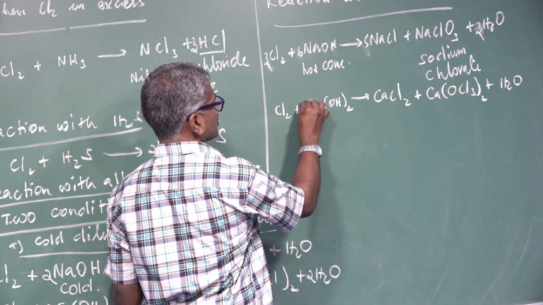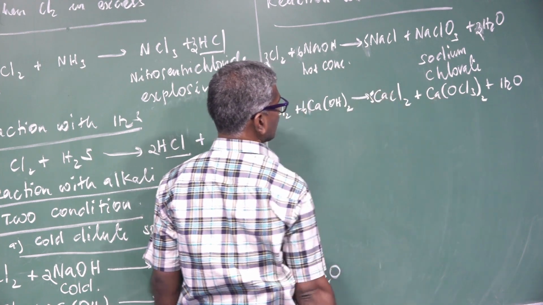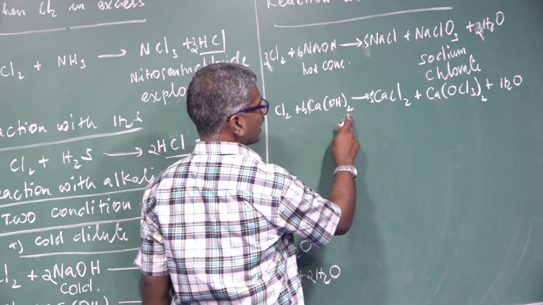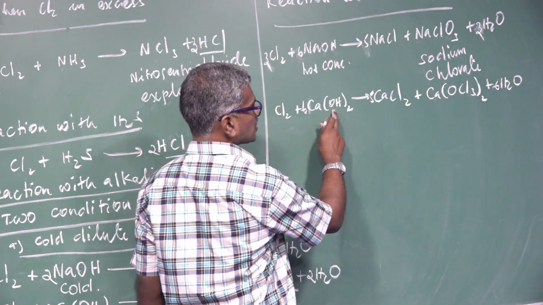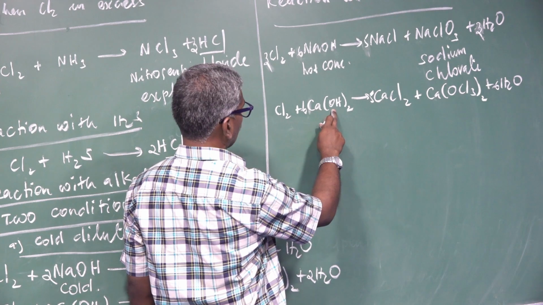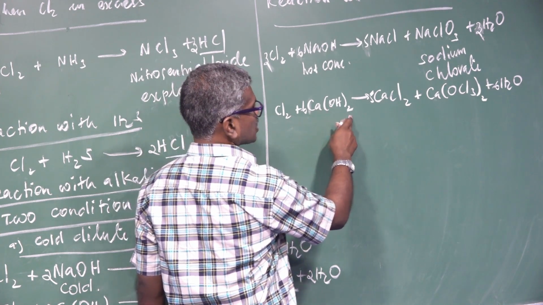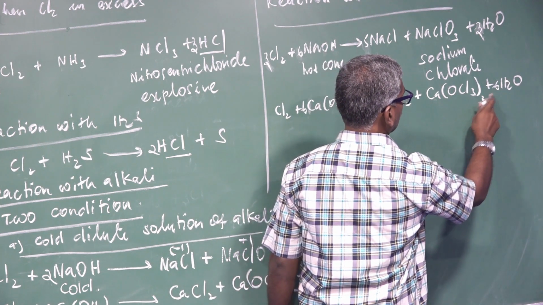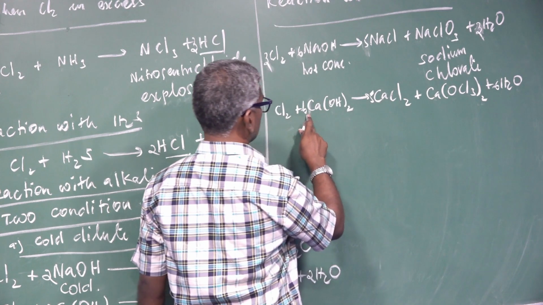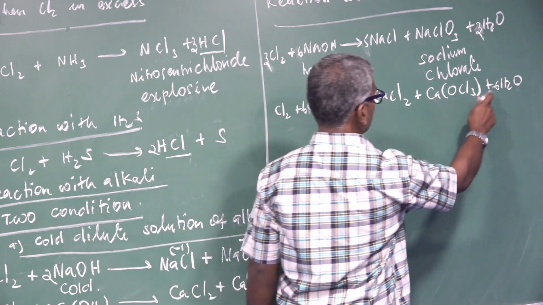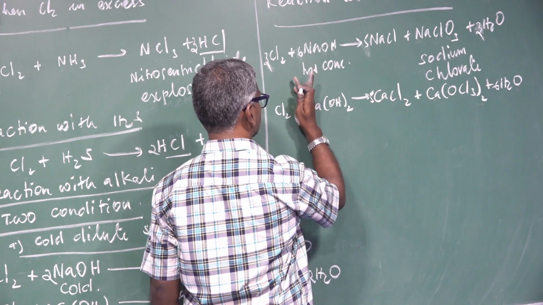Same, 6 times, here is 5, here 1 is 6 times. How many hydrogen? 12 hydrogen, here is 6 times. How many oxygen? 6 oxygen, here 12 oxygen, here 6, 6 plus 2, 12 oxygen, here 2. So, equation is balanced.